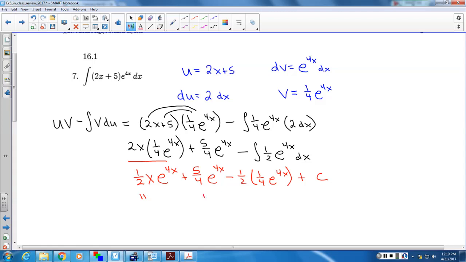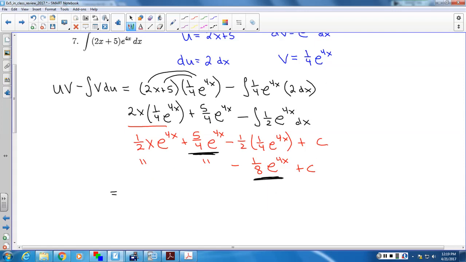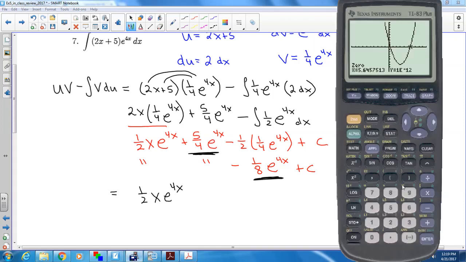So this is going to be the same, this is going to be the same, this is going to be minus 1/8 e to the 4x plus c. And then I'll be able to combine these two terms, because both of those terms have just a number e to the 4x. So I will end up with 1/2 x e to the 4x. If I add 5/4 minus 1/8, and I can do that on my calculator over here, I get 9/8 e to the 4x plus c.